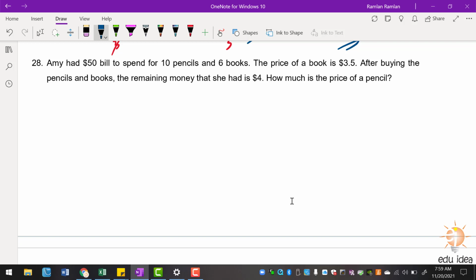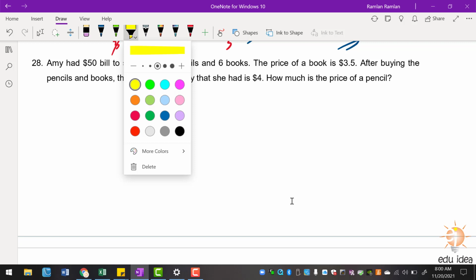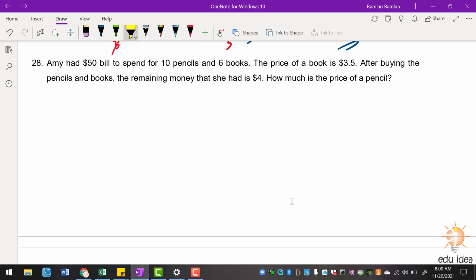Okay, so again, sentence by sentence. Here we have Amy. She had a $50 bill to spend, so she started with $50. And then spend. Let's find the keyword here. Spend means you're subtracting, right? For example, if you have $50 and you spend $10 for an ice cream, that means you're subtracting 50 minus 10, that will be equal to 40. Simple stuff. So we can write it down like this, guys.